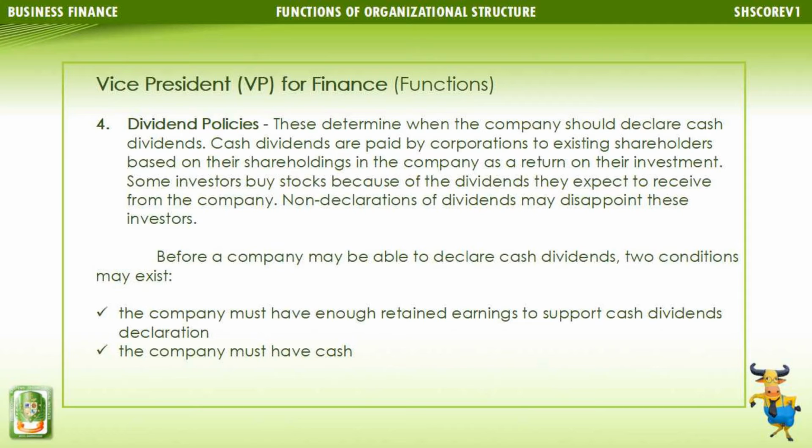Before a company may be able to declare cash dividends, two conditions must exist. The company must have enough retained earnings to support cash dividend declaration, and the company must have cash.